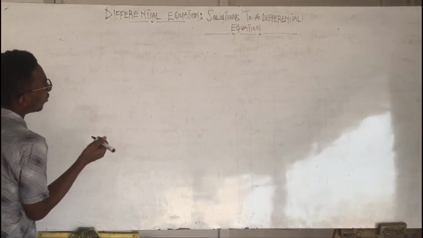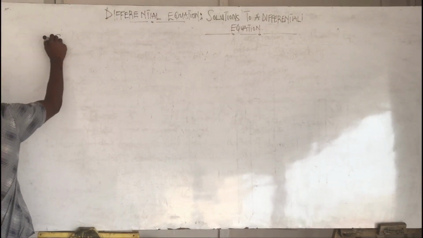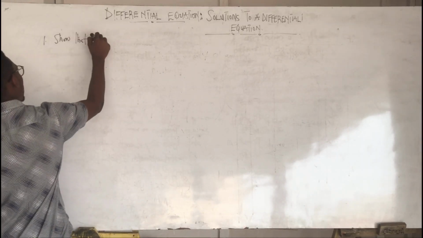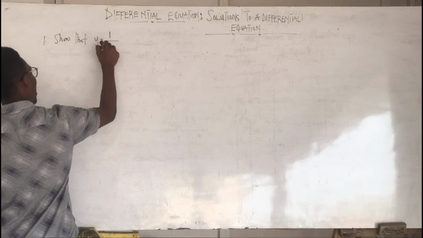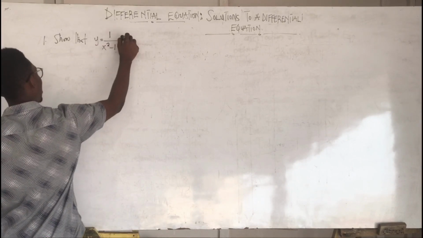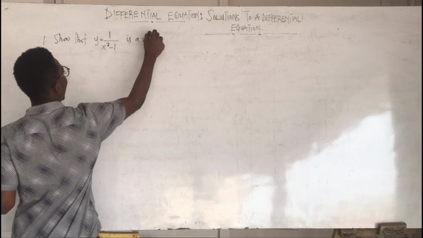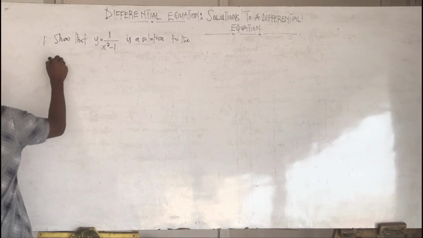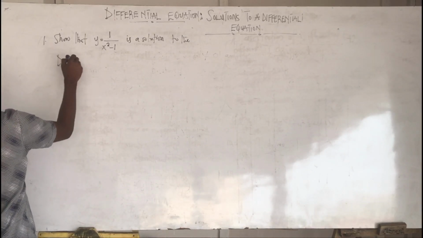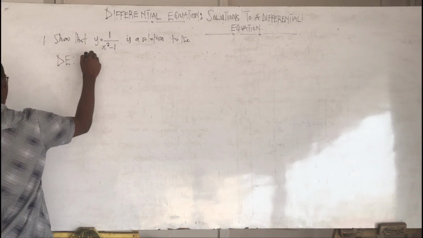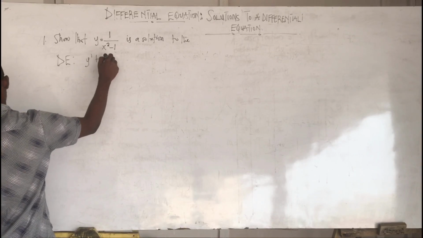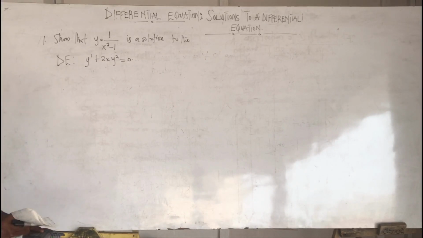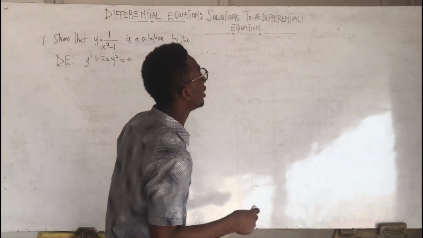So there are two questions I would like to do. The first question says that we should show that y is equal to 1 over x squared minus 1 is a solution to this differential equation: y prime plus 2x y squared is equal to 0.